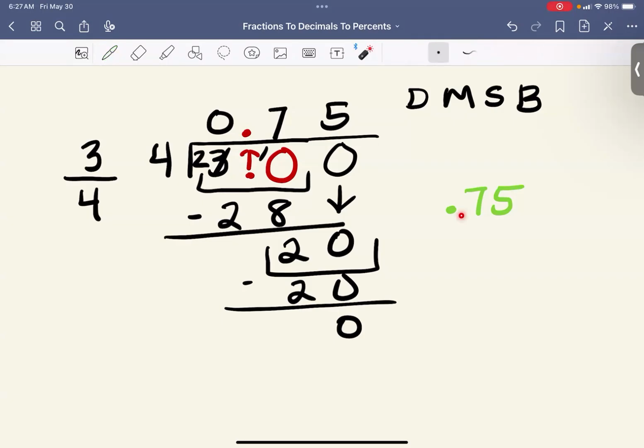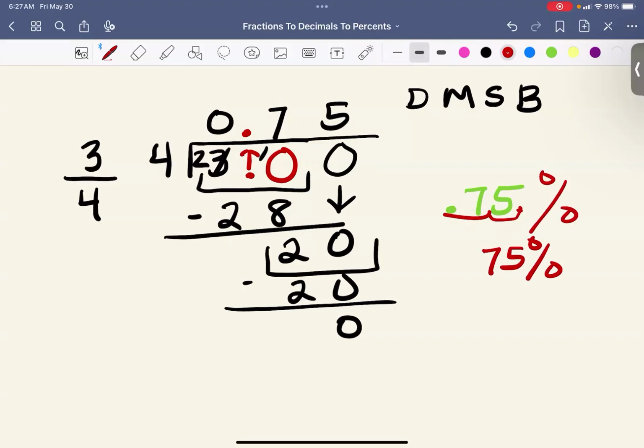So 0.75. I have to move the decimal over two places to the right. So one, one, two. And I'm going to put my percent sign. So it's 75%. So 3/4 as a decimal is 0.75, and 3/4 as a percent is 75%.